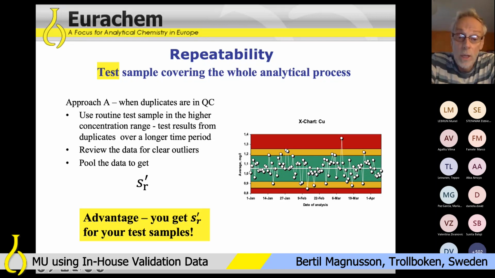And you review the data for clear outliers, as we talked about, and then you can pool the data, the standard deviation, to get your repeatability standard deviation. And this will, of course, include inhomogeneity of samples.